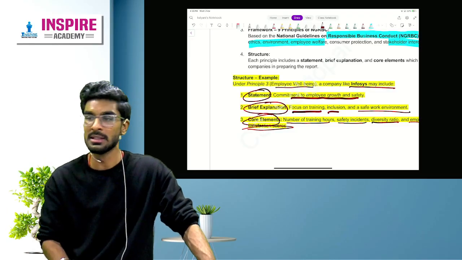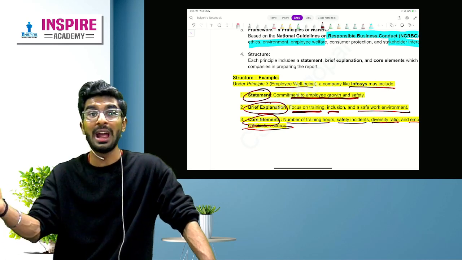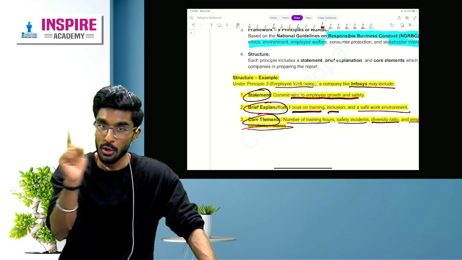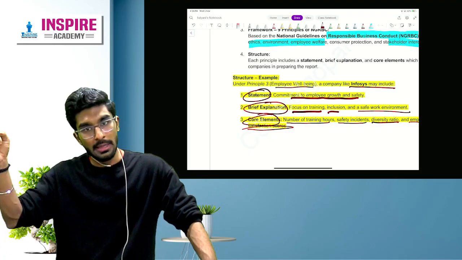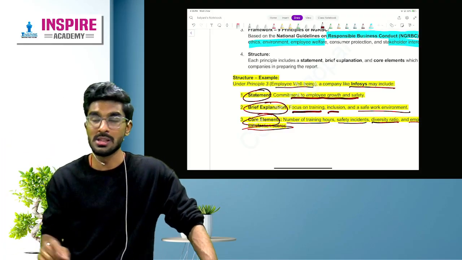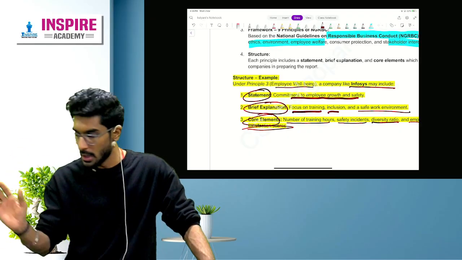The moment you realize that this company is your favorite company, but it is using child labor to make its products and services, would you even purchase their product, people? No, absolutely. That means that company will lose its customers, and it will lose its investors if it is not following these 9 principles. Very easy, people.